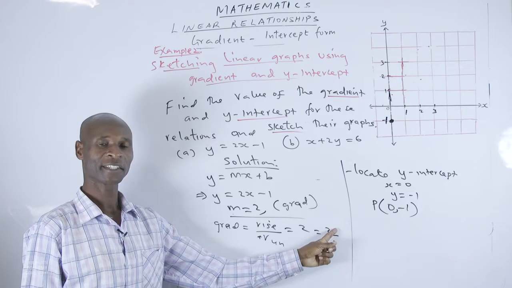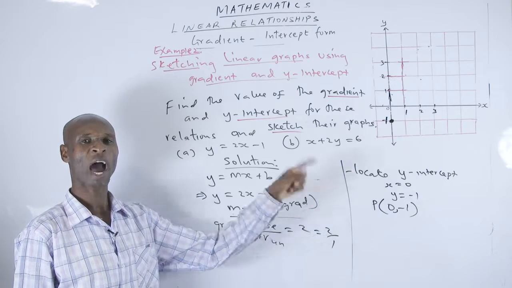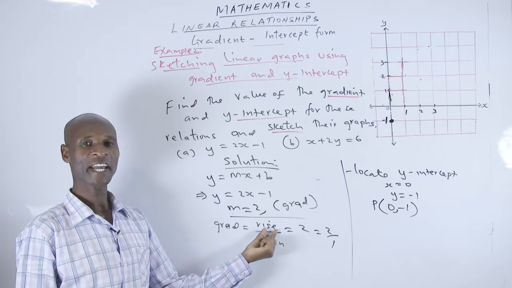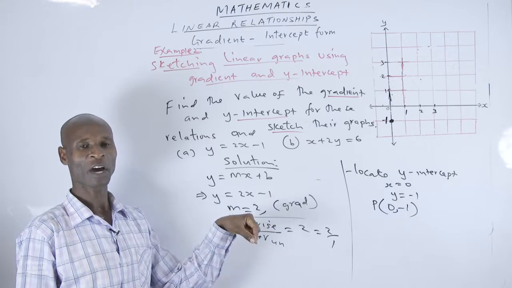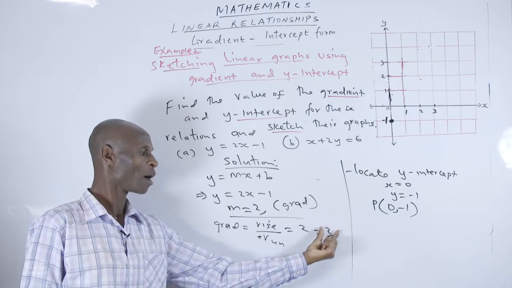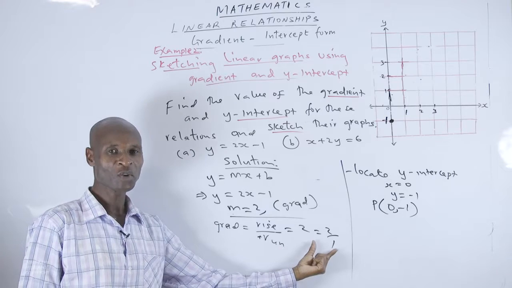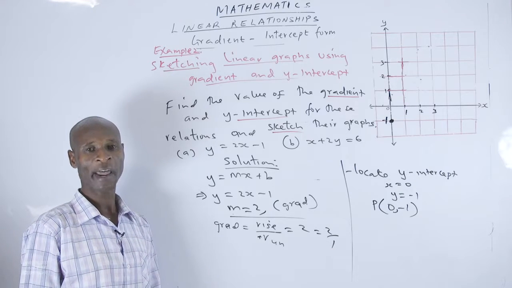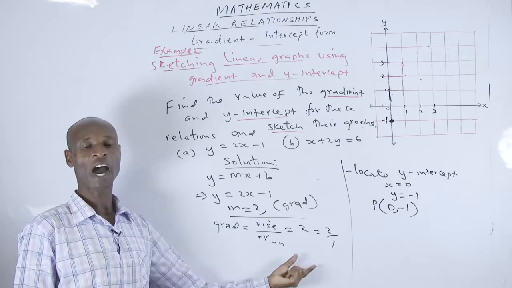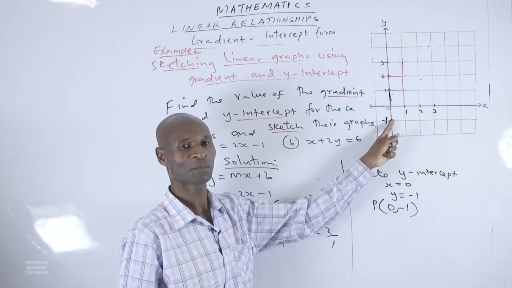Then upwards 2 units. Because the rise is 2 units, it means we are moving upwards. It's positive. If the rise is negative, then it means we are moving downwards. But in our case, the rise is positive. So it means we are moving upwards 2 units. The run is 1 unit. It means we are moving to the right 1 unit. Or in other words, we can say we are moving across 1 unit from our y-intercept point.